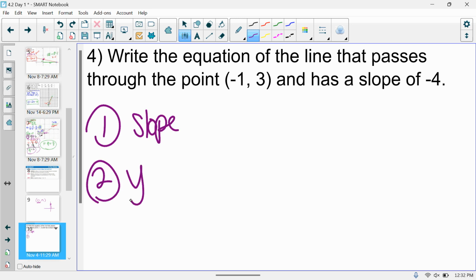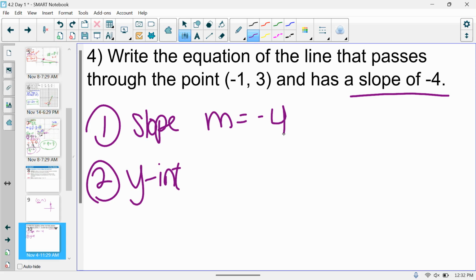Do we know the slope? Give me a thumbs up or a thumbs down. Do we know the slope right now? We do. It straight up tells us. So this step's done already, right? We already know the slope. Do we know the y-intercept? Give me a thumbs up or a thumbs down.